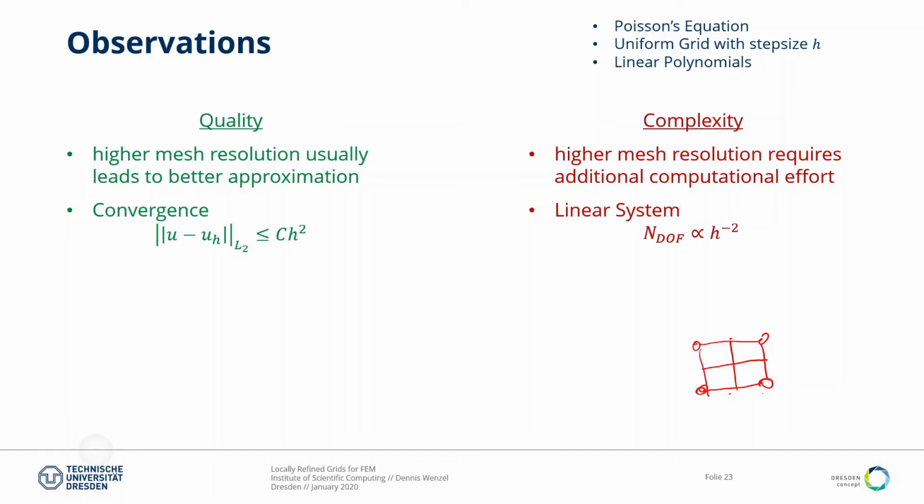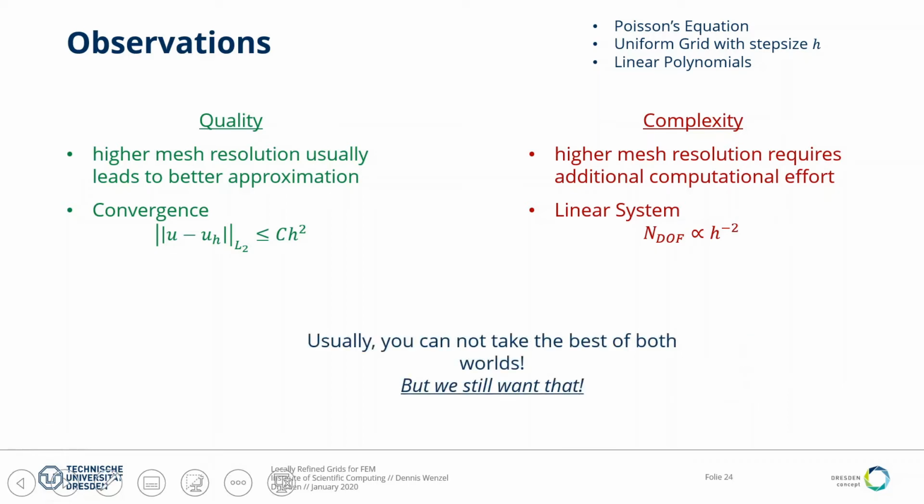That's why you always have to balance between how much quality you need and how much complexity you can handle. Because it's not trivial to go from a linear system with 100 equations to a linear system with 400 equations, or maybe 1,500. So reducing your step size has a drastic impact on the computational costs here. So you cannot take the best out of both worlds.